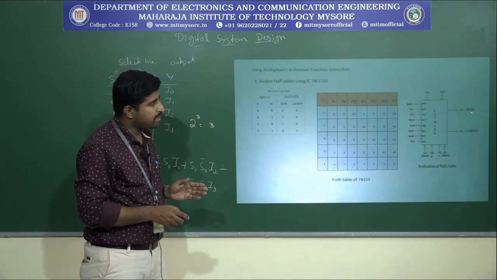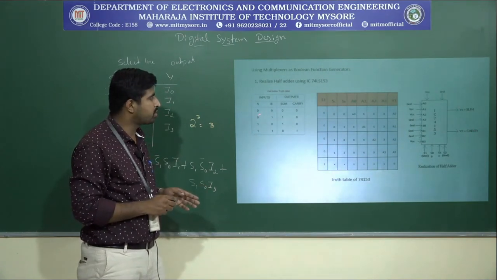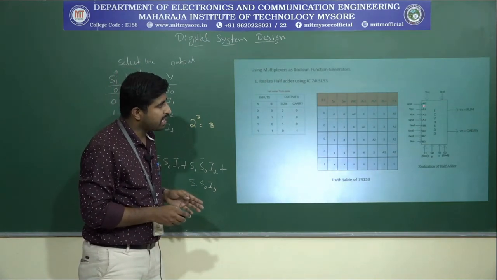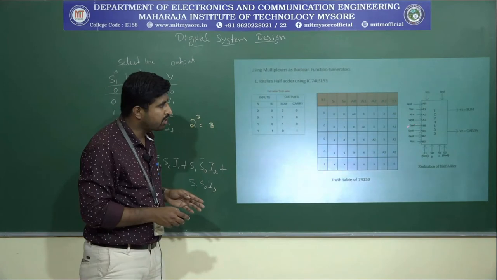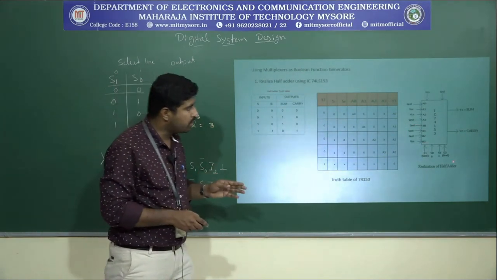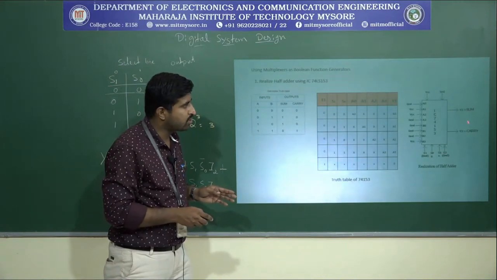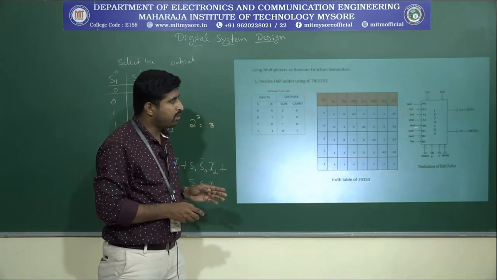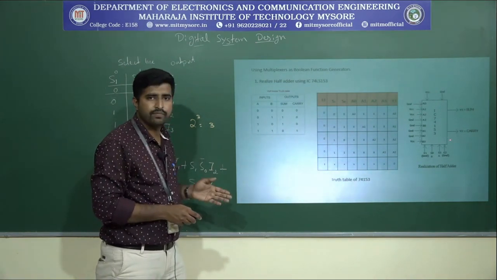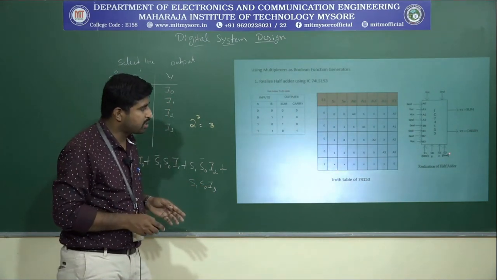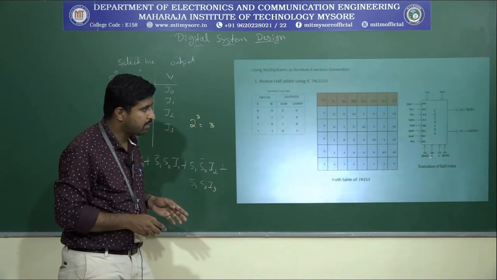So what are the sum and carry corresponding to the input 0, 0? The sum is 0 and the carry is 0. So let's make A0 equal to 0 and B0 equal to 0. Because this depends on A0, B0: A0 is 0, so the sum is 0, and B0 is 0, so the carry is 0. Similarly, for the next input 0, 1, A is 0 and B is 1.